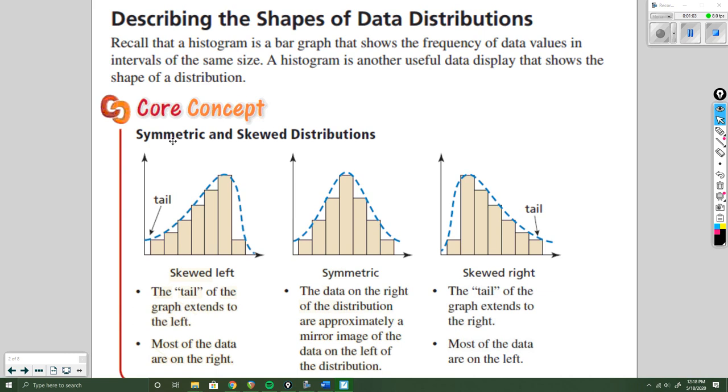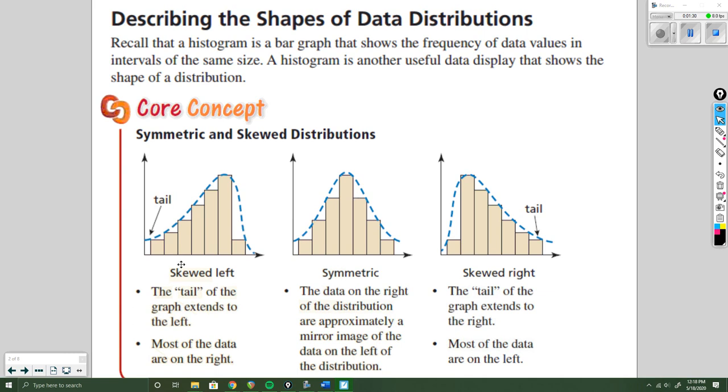All right, so to start with, a symmetric data set is called symmetric because the left side looks very much like the right side. That means we have the same thing happening to the left and to the right of the mean in this data set. A data set is going to be skewed when we have data values or outliers that are skewing the data set in one way or the other.